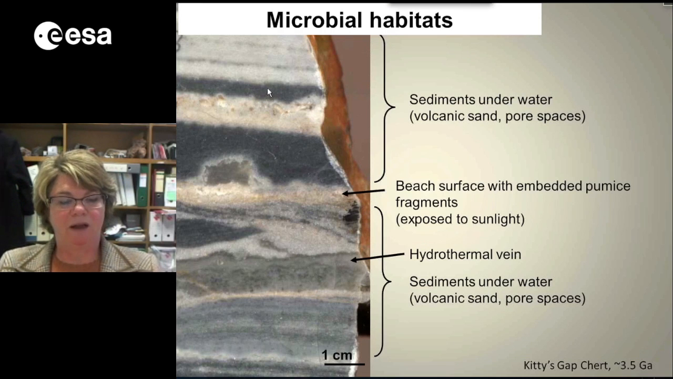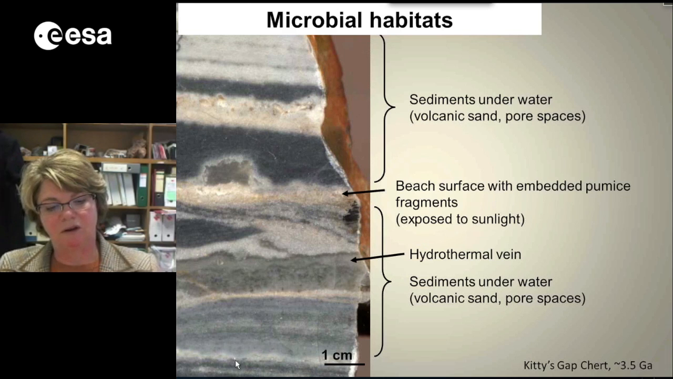In terms of, well, on a centimetre scale, this 10 centimetre or 9 centimetre high piece of rock has quite a lot of environments that could have hosted microbial life. At the lower portion, these very fine layers represent sediments that are deposited underwater. So we're looking at grains of volcanic sand, spaces between the volcanic sand, pore spaces, and these are habitats that could have hosted microbial life.